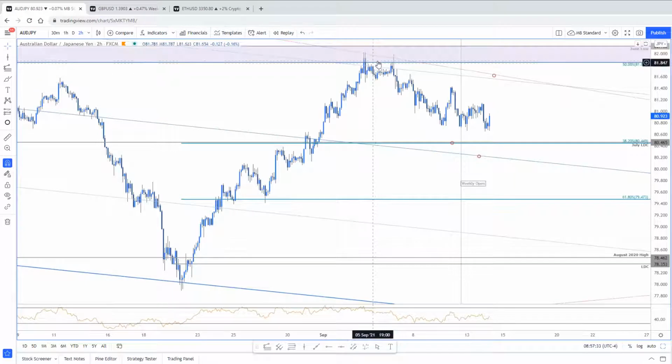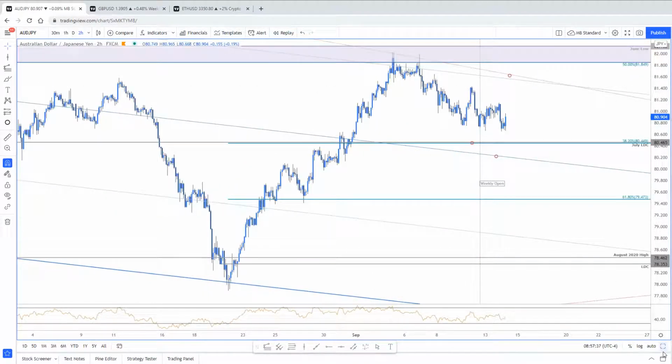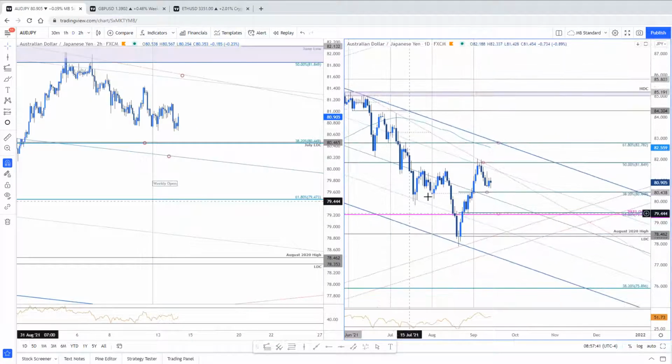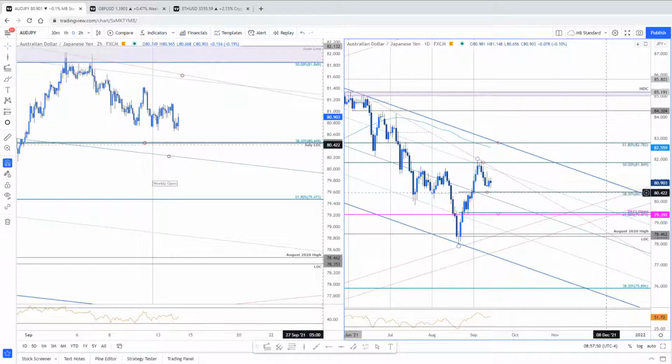Now, if you recall, last week when I wrote about this, the whole focus was, look, we've turned off of resistance. I'm looking for a little pullback. The monthly open from last month and this month comes in right around 80.43. A 38.2 of the rally comes in right around 80.44. So I still think the risk is for a dump into that region.